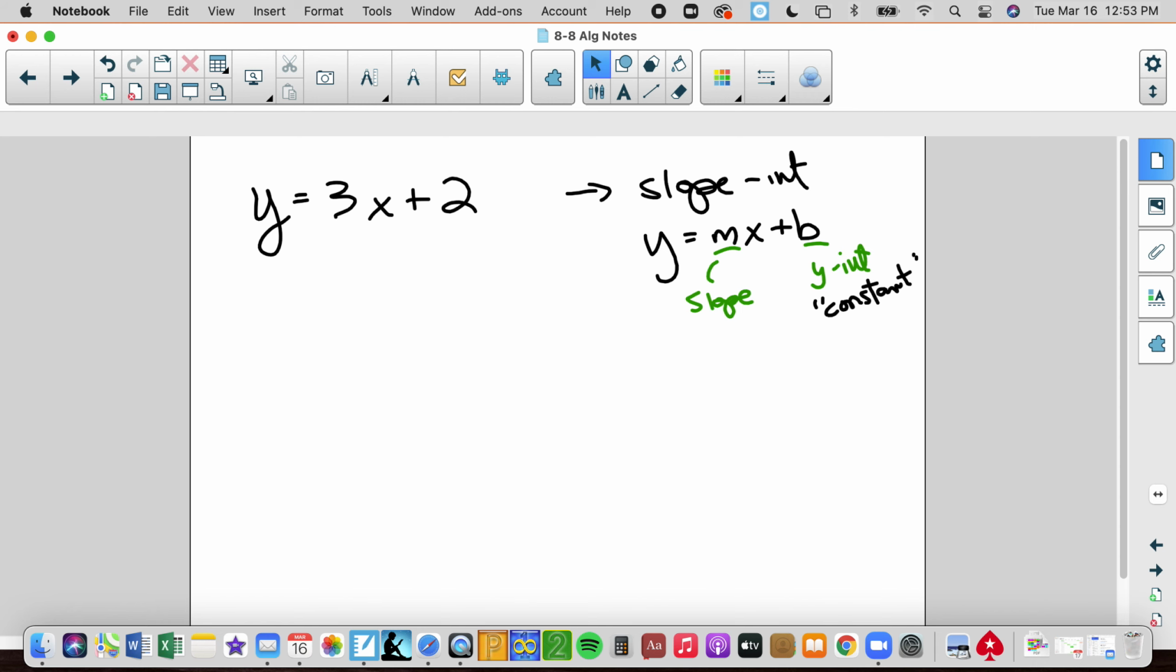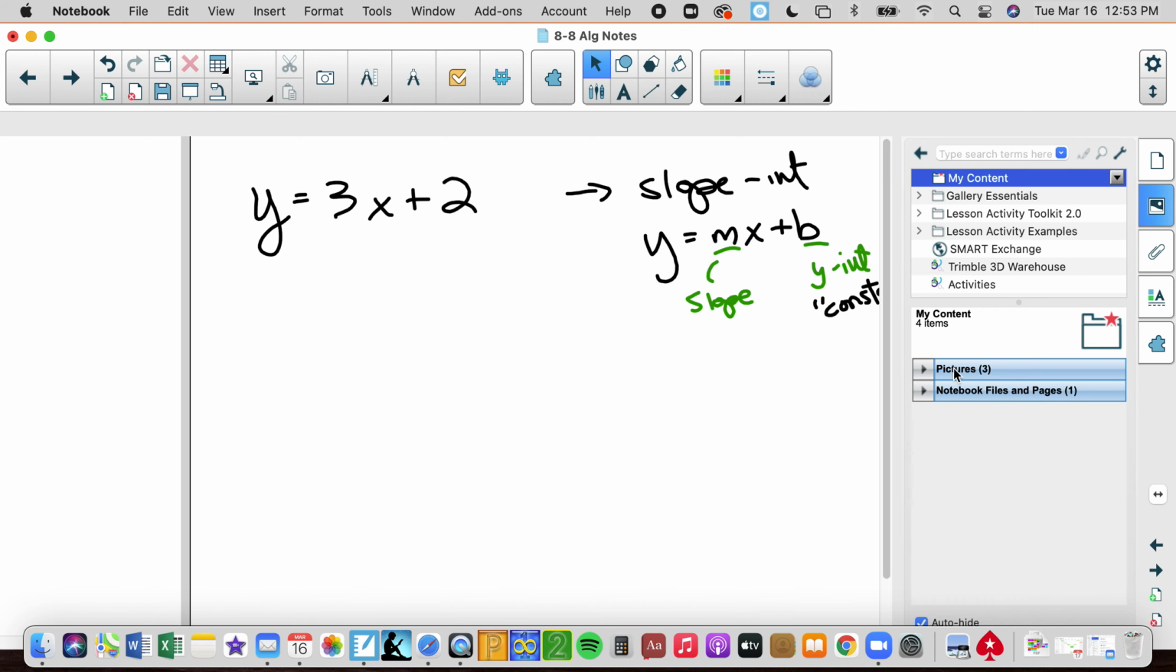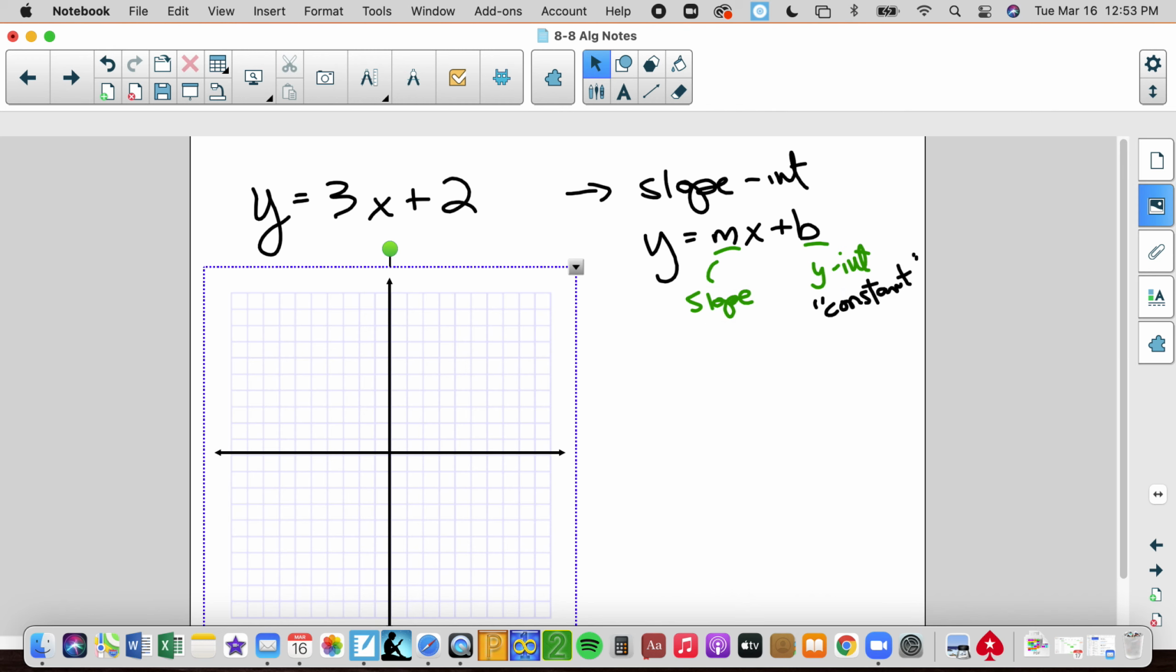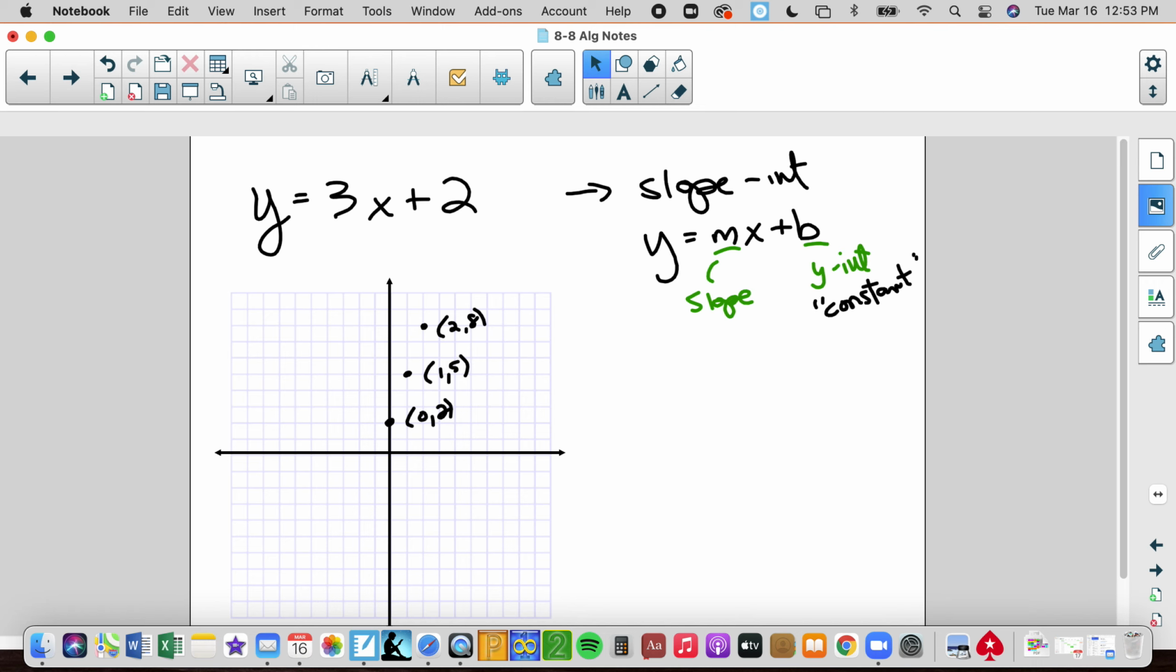So if we had to graph this, let's grab a graph. We plot our y-intercept first. Y-intercept is 2, so (0, 2). Now we use the slope, which is 3, which means we go up 3, right 1. That point is (1, 5). This point is (2, 8). And we notice that if we continue to use that slope, we produce a constant rate of change.